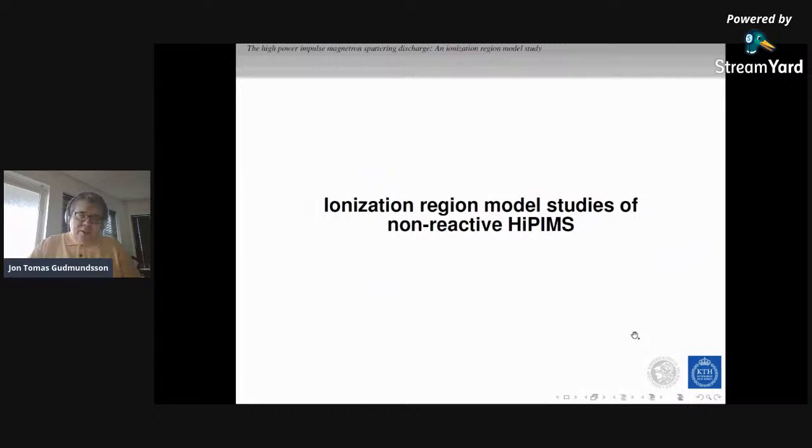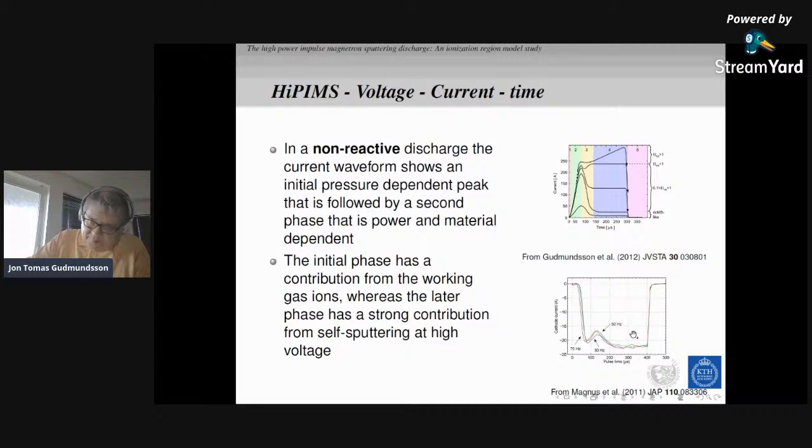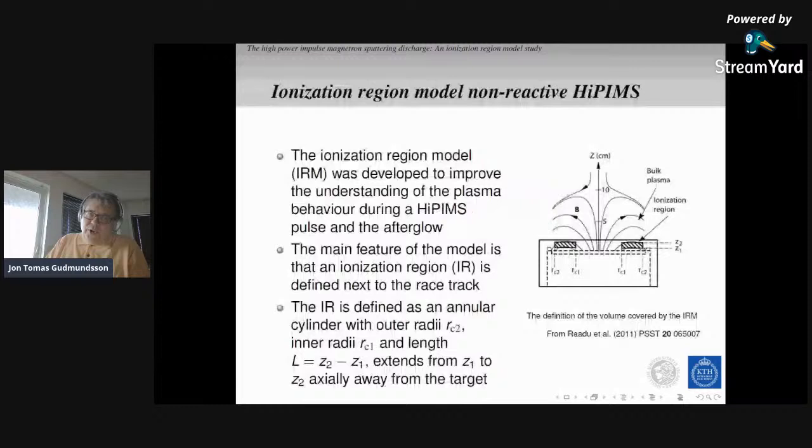So these curves are what we start with. We set out to try to understand what these curves are telling us. This is the easiest thing to measure when operating a magnetron sputtering discharge. It's basically just the current and the voltage. So what can this tell us? To understand this, we developed this ionization region model.